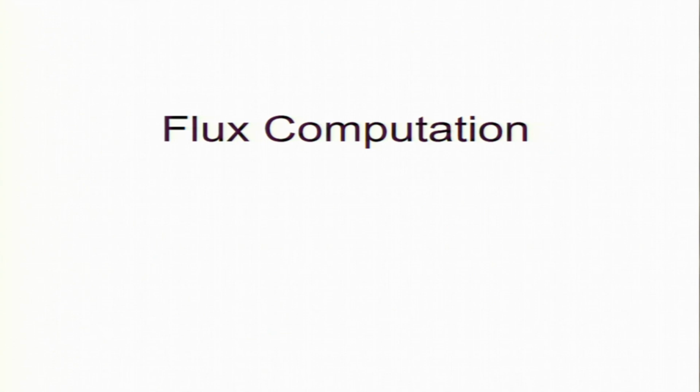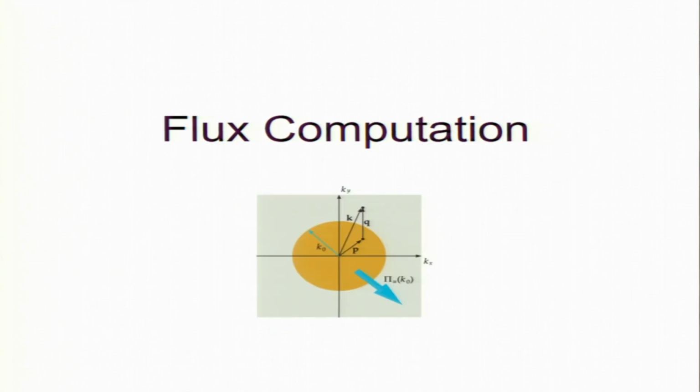So, I did flux for the shell model, and you can do a similar thing for Navier-Stokes. So, what is the idea? The formula is, as I wrote, this is a sphere of radius k naught.